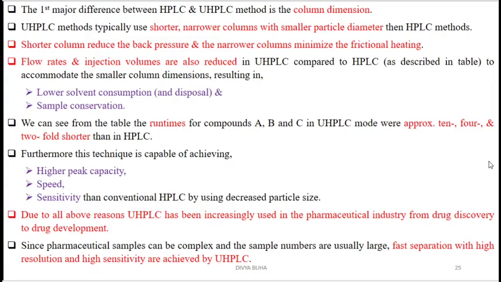Now we know that all of the pharmaceutical samples are very complex drug molecules, right? And there would be a number of samples which are needed to be analyzed. So a number of samples could be analyzed in a short span of time with better separation, with higher resolution and higher sensitivity, which could be achieved by using UHPLC, right? So finally, we can conclude that for the pharmaceutical products, it would be easier to analyze the compounds using UHPLC as compared to the HPLC.